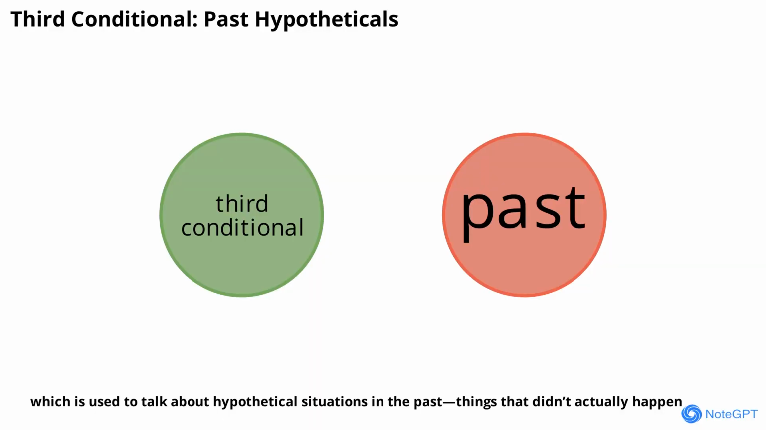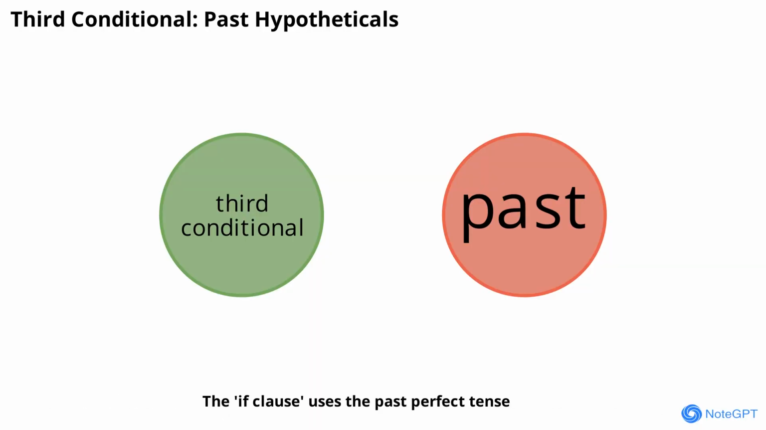The if clause uses the past perfect tense, and the main clause uses would have plus the past participle. For example, if I had studied harder, I would have passed the exam. This means you didn't study hard, and as a result, you didn't pass. Third conditionals are useful for expressing regrets, missed opportunities, or imagining different outcomes in the past. They help you reflect on how things could have been different.